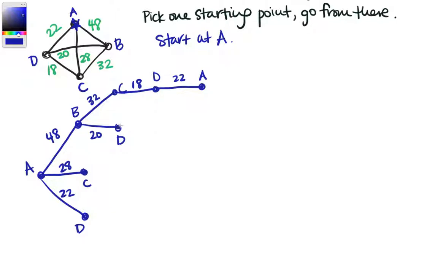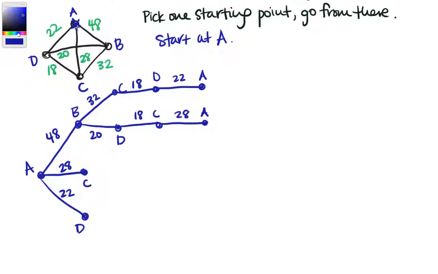And let's go ahead and do this for this circuit too. If we've gone A, B, D, the only vertex we need to visit is C. So we go over to C, that weight is 18. And from C up to A, that weight is 28.